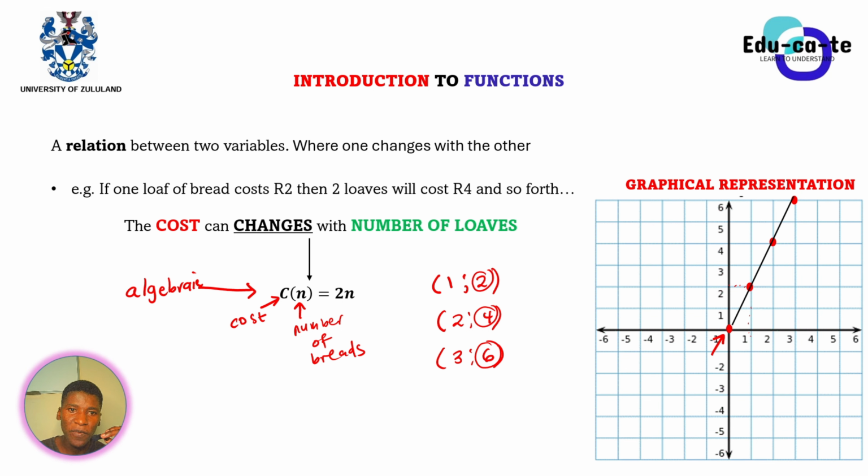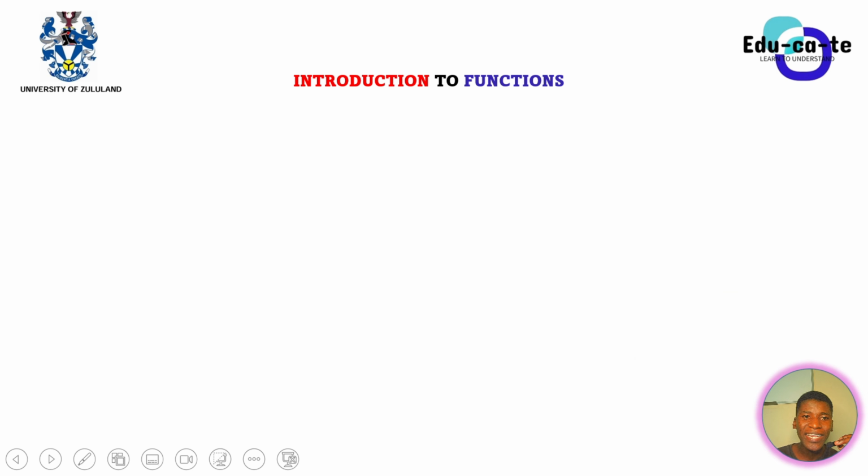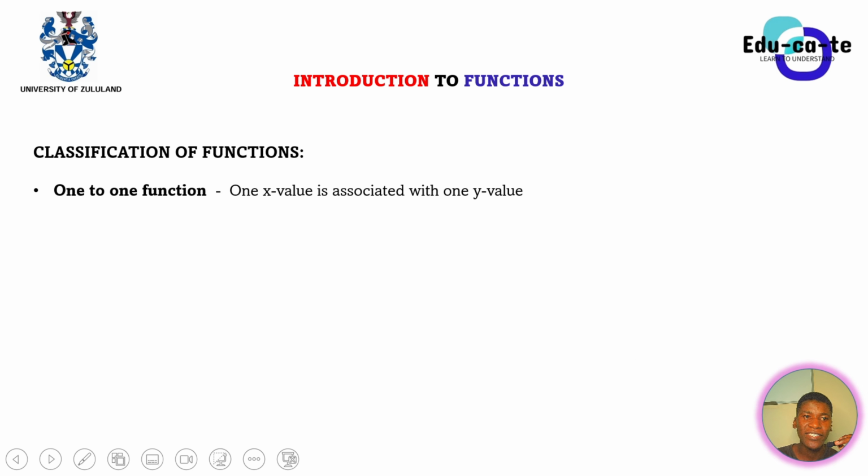Okay, so basically, how do we classify now the functions? So first of all, we've got a one-to-one function. When you say we've got a one-to-one function, it just means that one x value or one element of the domain is associated with one element of the range. In this case, one x value links to one y value in a coordinate.